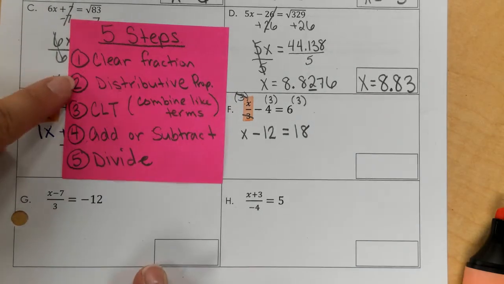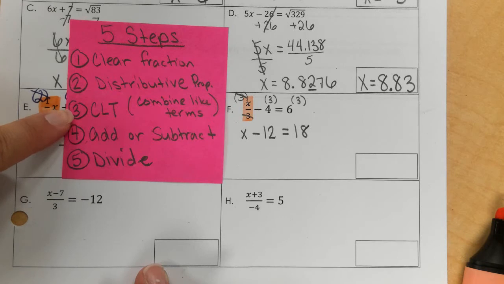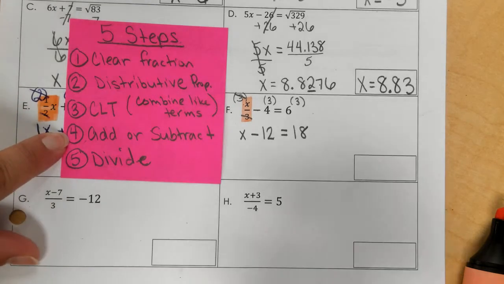So moving down my list, I cannot distribute. I don't have like terms on the same side. But I can add 12.